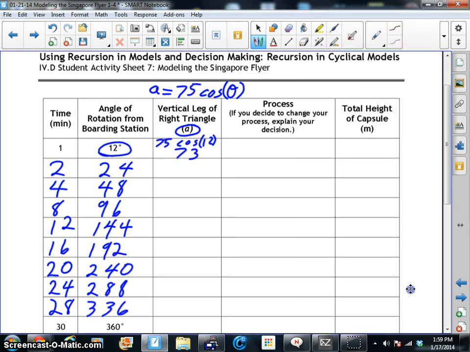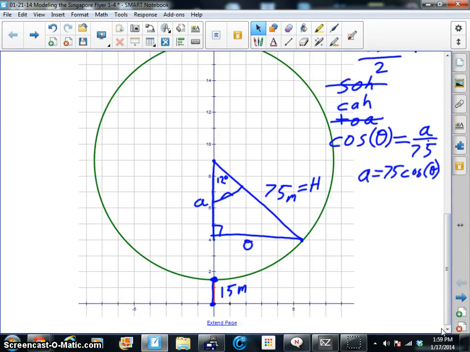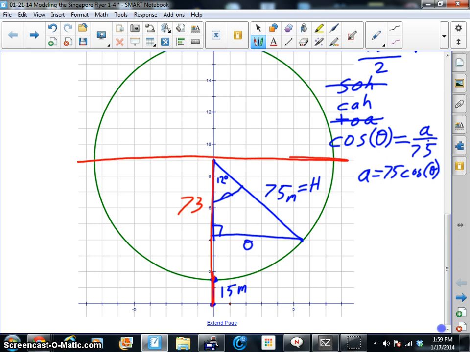And so we look at this. We're still trying to get the total capsule height. A couple of things that we know now. We know that this is 73 meters. Another thing that we know, since this is 75 meters total, and we got an extra 15 meters, the total height from the center of the observation wheel is 90 meters. So that means from here to here, it's also 90 meters, or from everywhere.